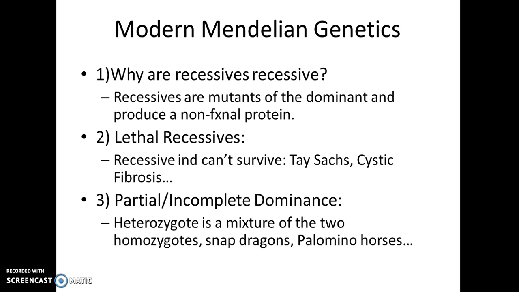So that was basically Mendel, and that was earth-shattering. And we could talk about Mendel and Darwin just missing each other, and that we could talk about that during evolution. Remind me later. But we're going to talk about modern Mendelian genetics.